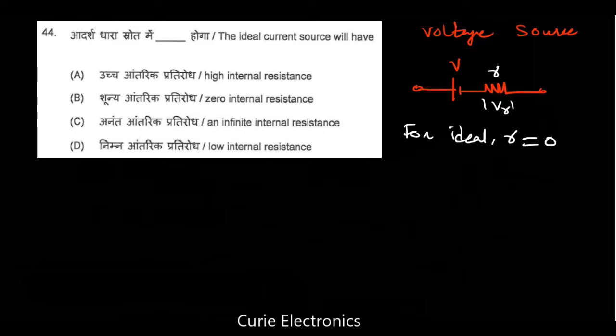For a current source, it is just the opposite. For a current source, the internal resistance has to be very high. For an ideal case, infinite. With infinite internal resistance, option C is the right answer. So try to relate it with the voltage source, then just take the opposite for the current source.